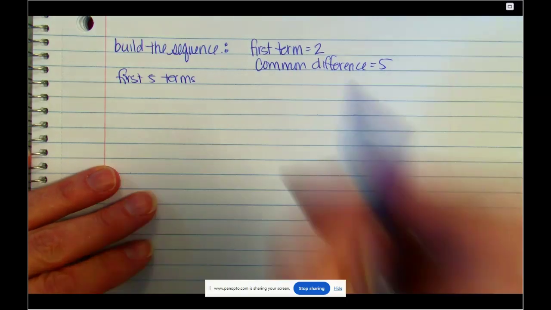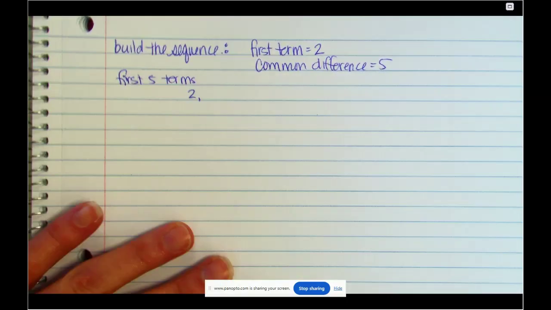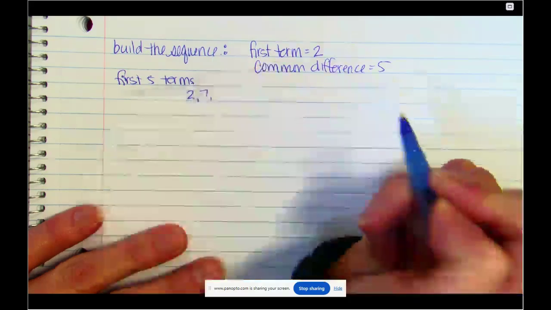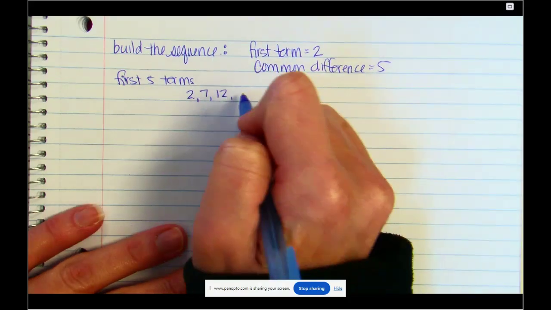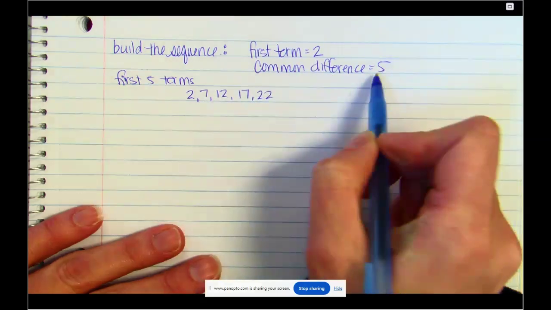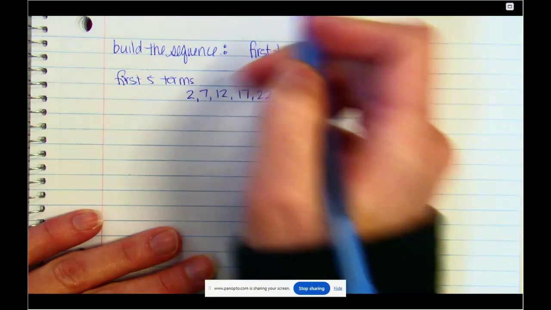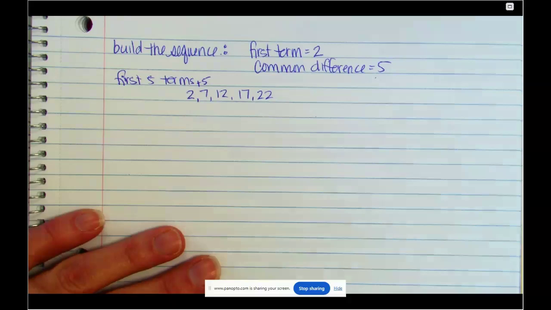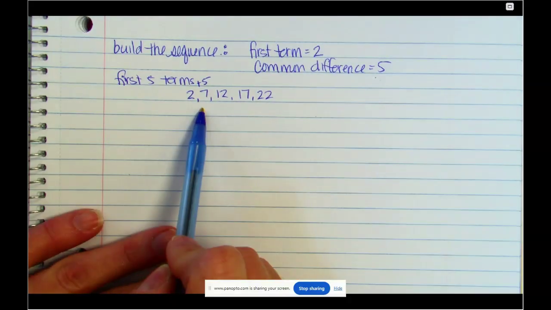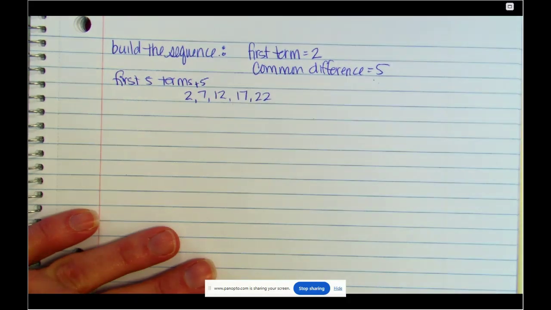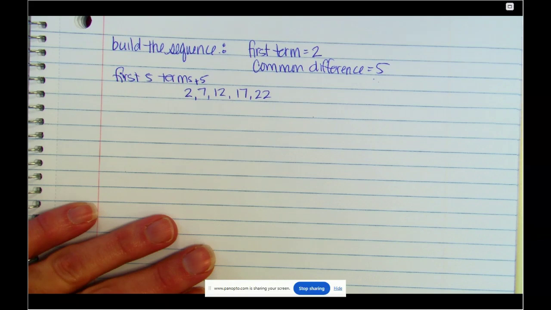Thank you, because it says that's the first term. What's the next one? 7. What's the next one? 12. Next one? 17 and 22. If this is the common difference, this tells you that we take our first one and we add 5. So 2 plus 5 is 7. 7 plus 5 is 12. Plus 5 is 17. Plus 5 is 22. So take your first term and then add 5.